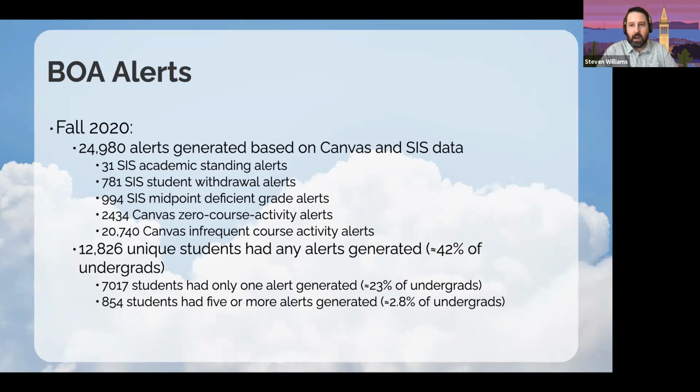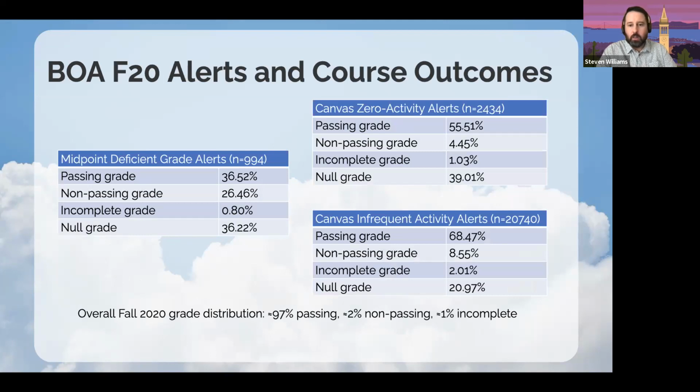And as we did a deeper dive, we began to see some real trends or patterns emerge with the alerts in BOA, particularly that, of all the 13,000 students who had one or more alert generated, a lot of them had one alert and that was it. We see the alerts begin to cluster around certain students, and about 3% of undergrads had 5 or more alerts generated. And when we look at these alerts across the board, we really see that all of these alerts seem to align with outcomes that deviate from the norm.